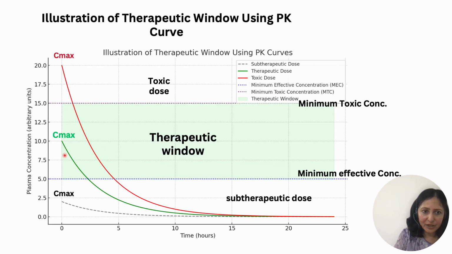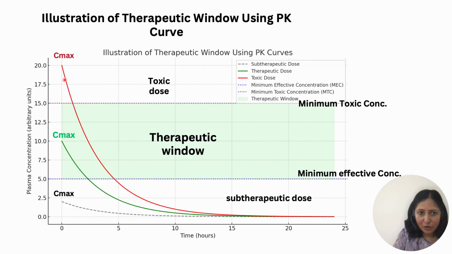In this illustration, 3 doses are represented. The Cmax in the gray represents the suboptimal or subtherapeutic dose. It's below the minimum effective concentration and it might not cause any therapeutic effect.